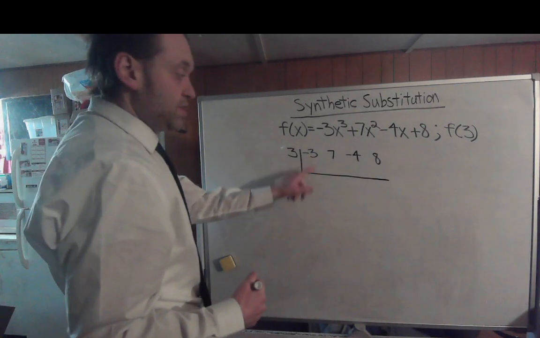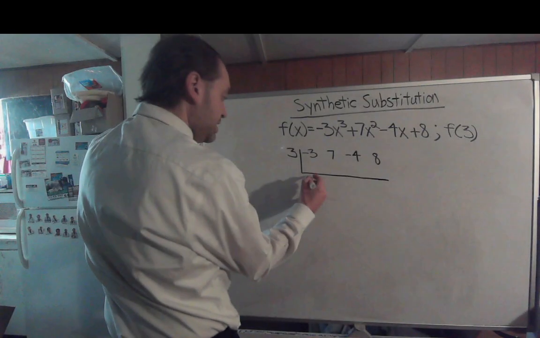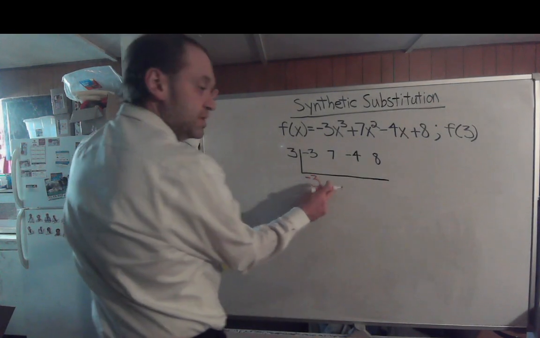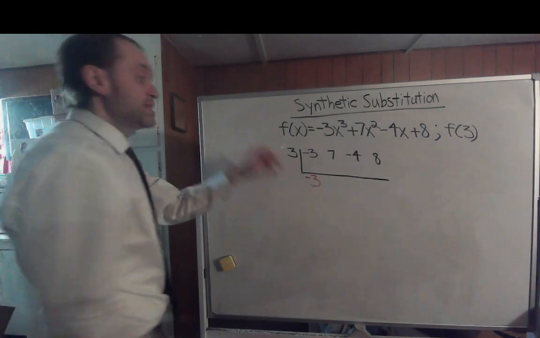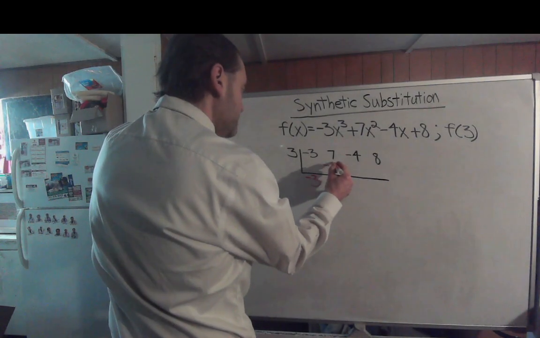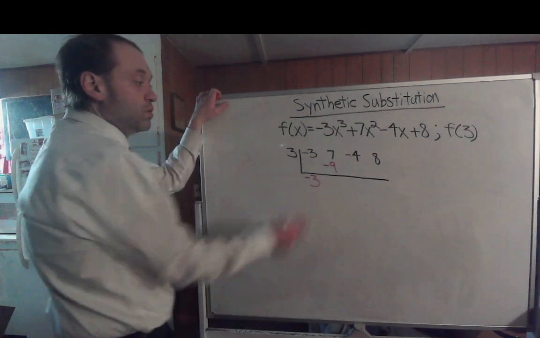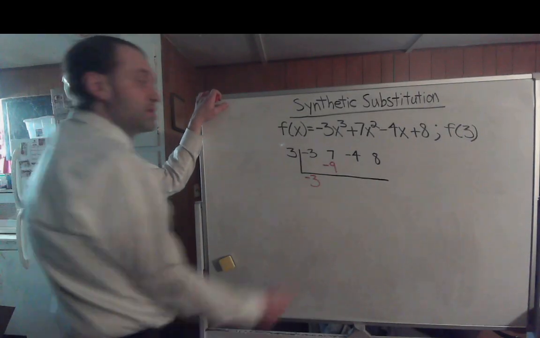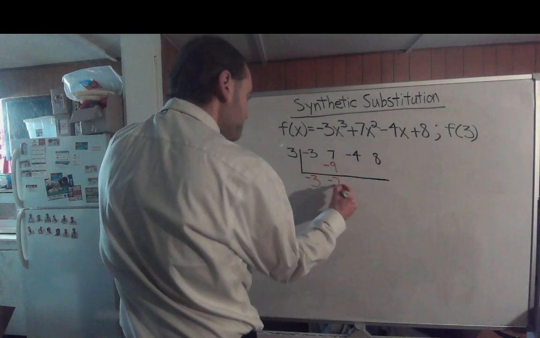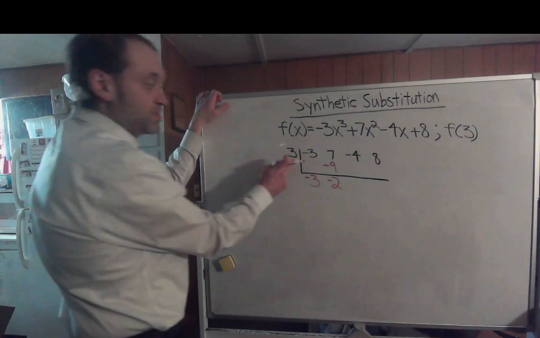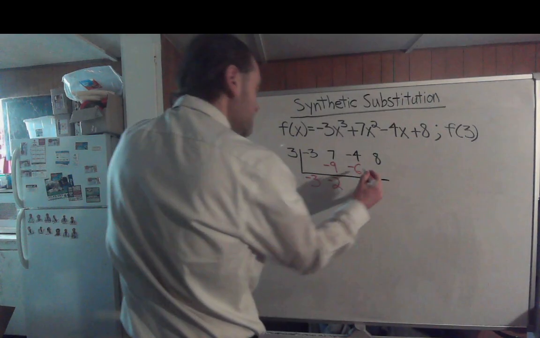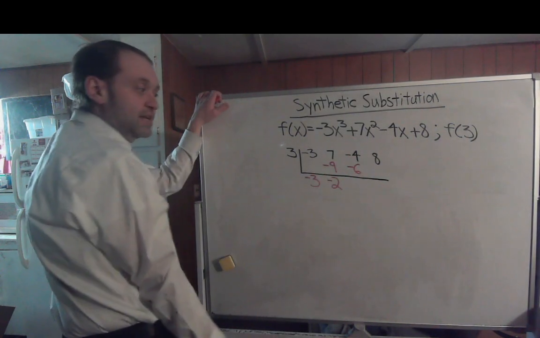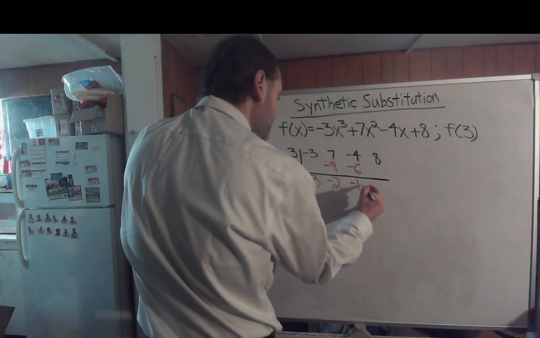So you bring down that negative 3 from above, you'll bring it down below the table. Now take 3 times negative 3, what is that? That's negative 9. You'll put that right below the 7. What's 7 plus negative 9? That's going to be negative 2. Alright, so then what's 3 times negative 2? That's negative 6. Then what's negative 4 plus negative 6? That gives you negative 10.